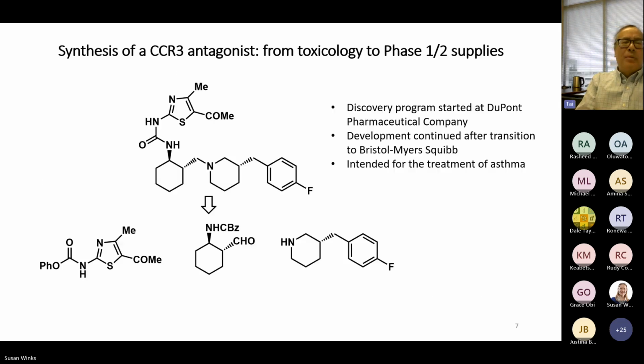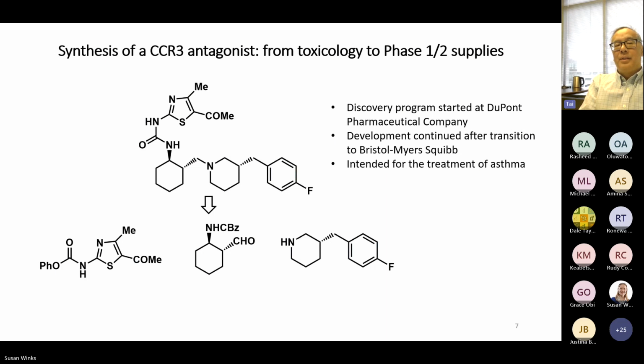So let's go to the chemistry now. The CCL3 antagonist. When the team took over the project, we started with preparation of the toxicology batch, and then we went to piloting to supply phase 1 and phase 2 clinical supply. The discovery program started at DuPont Pharmaceutical in the late 90s, and then we transitioned into Bristol Myers Squibb and continued development. The drug was intended for asthma.